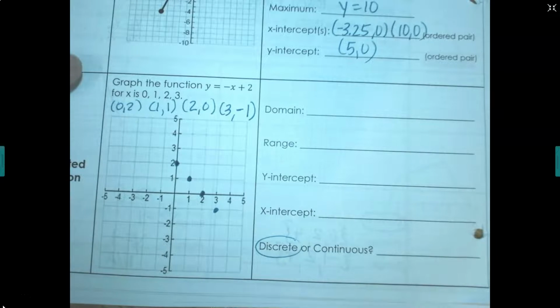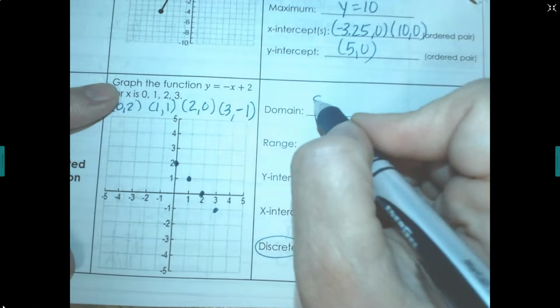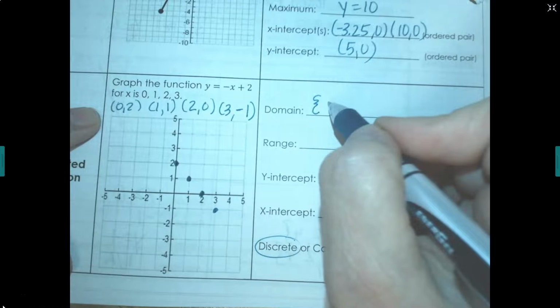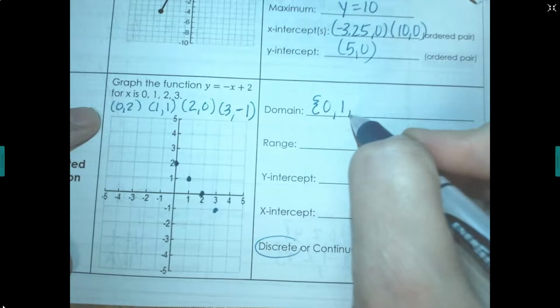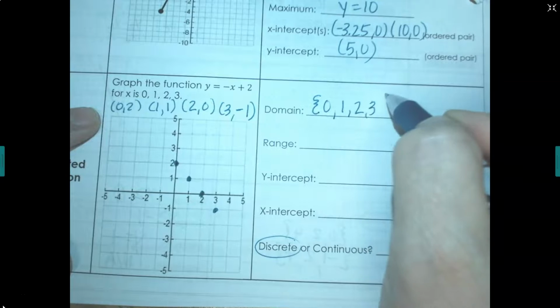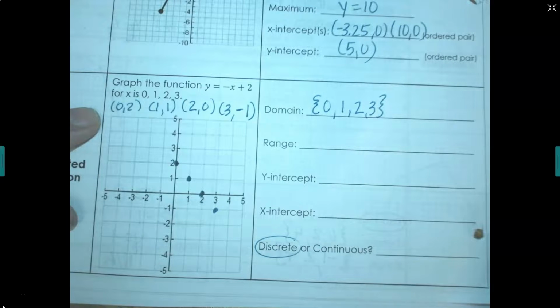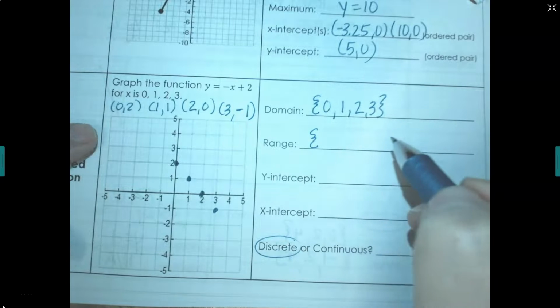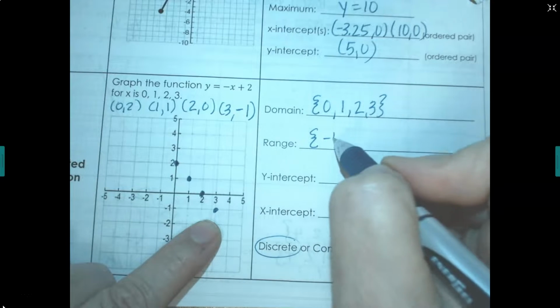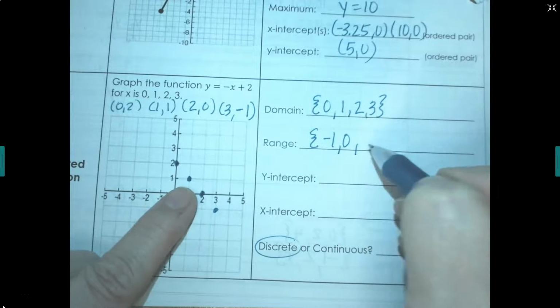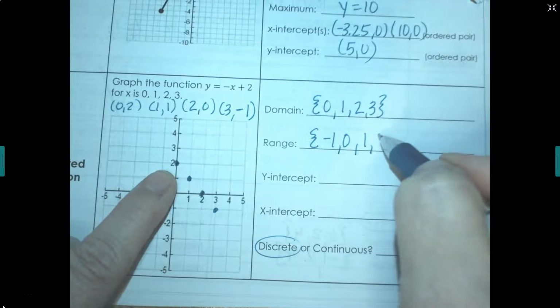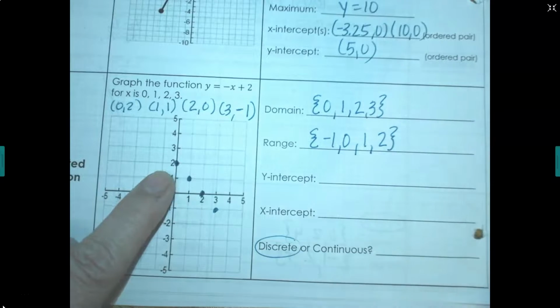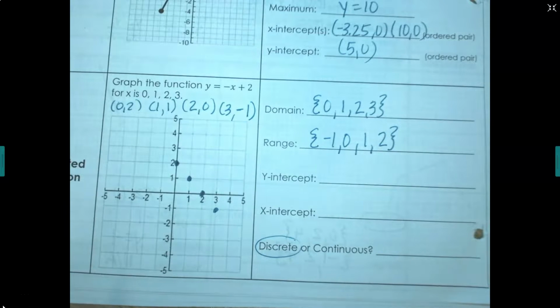Now for my domain, those are my x values in order from smallest to biggest. So we had 0, 1, 2, and 3. That's what they asked us to plug in. The range is what we got out when we plugged in, and so my lowest y value is here at -1, and then 0, and then 1, and then 2. So that's my range. Remember, you see individual points, you have to tell me individual x's and individual y's.